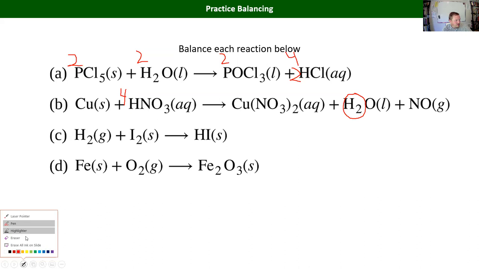And if we have a 4 there, that means we've got 4 hydrogens on the left, which means we could make 2 waters. And we can't put a 2 in front of the copper 2 nitrate, because that would be adding 2 more nitrogens. And we only added 1 more nitrogen, right? But we could do a 2 here. And our coppers are balanced because we started with 1 copper on each side and we never changed it. Our hydrogens are balanced because we have 4 hydrogens as HNO3 and we have 4 hydrogens in water. Our nitrogens are balanced because we have 4 nitrogens on the left and 4 nitrogens on the right.